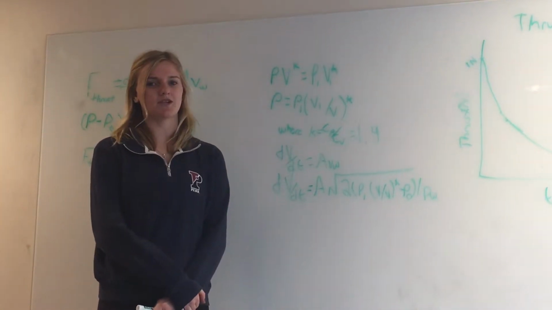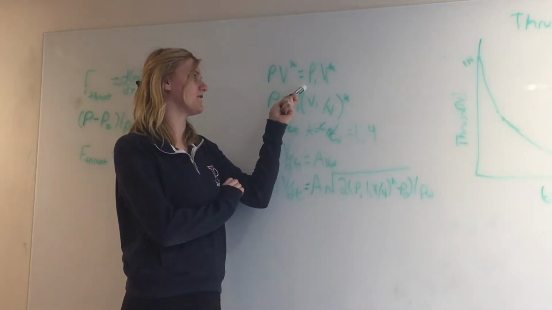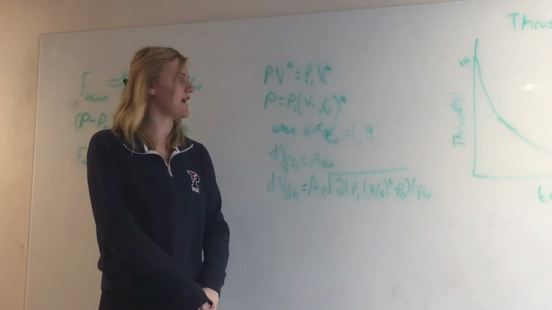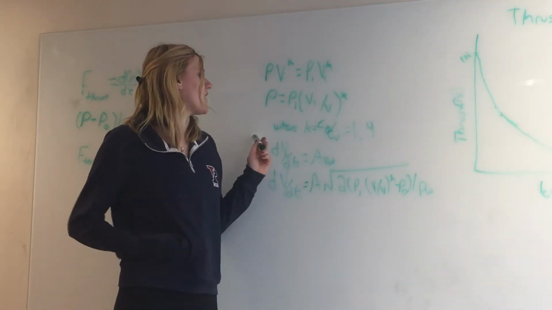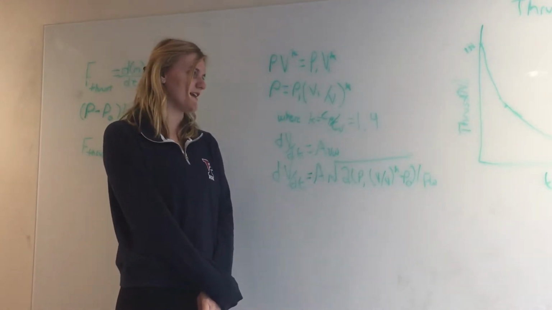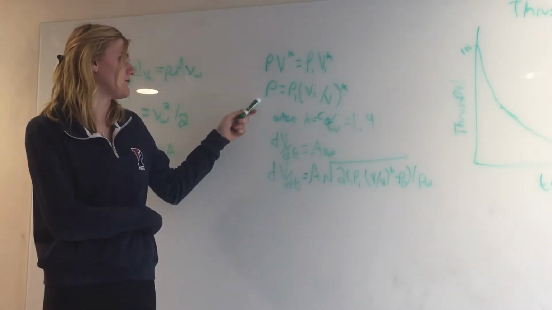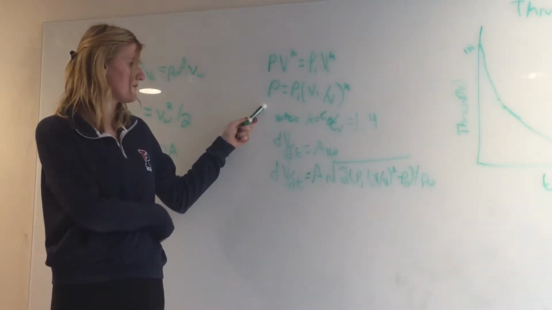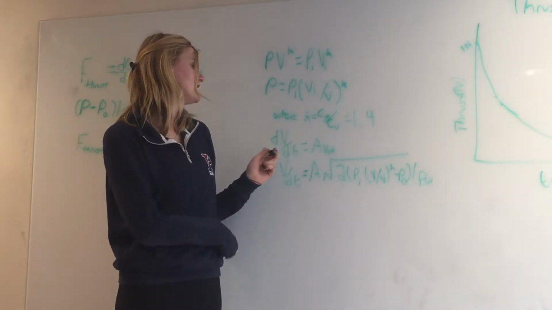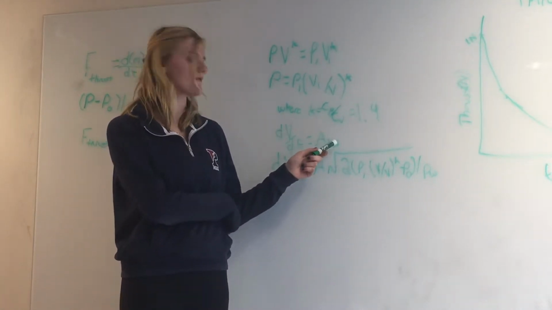In order to determine the pressure at any given time, it's easy to use this equation: P V to the K equals P1 V1 to the K, where P1 and V1 are the pressure and volume initially inside the rocket. K is our constant defined as Cp over Cv. In the case of air, it's around 1.4. So, using this equation, we can get a function for pressure at any given time. This can then be plugged into the equation of changing volume: dV over dt equals A times the velocity of water exiting.